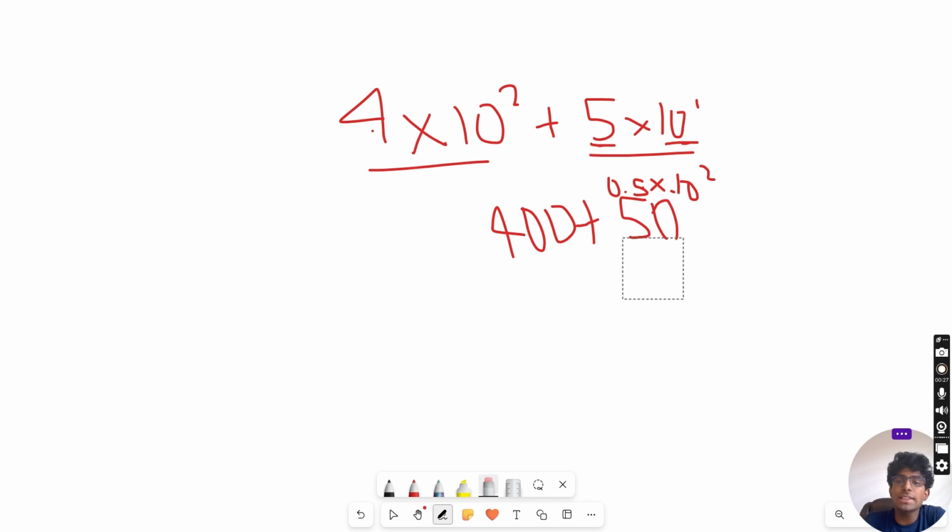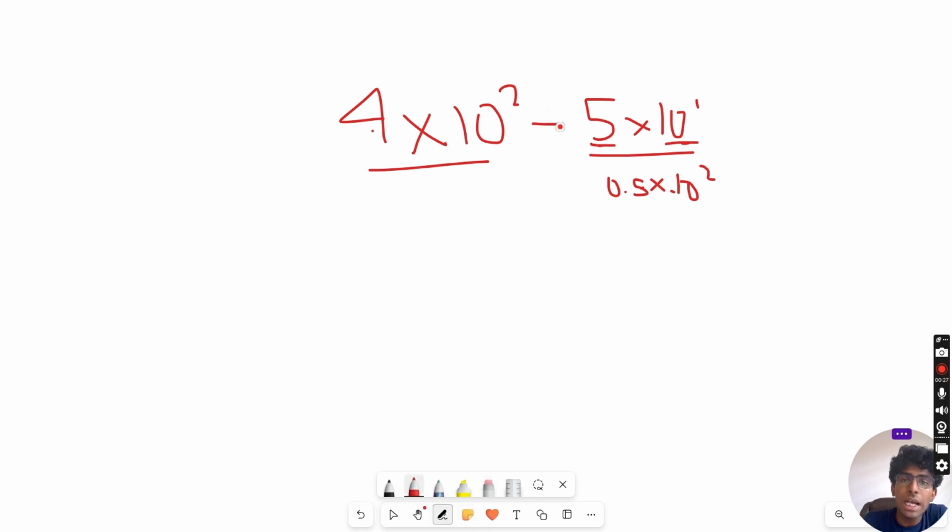Same applies if we're doing it as a subtraction, right? I'll keep these numbers the same. I'll change the sign. So let's say we make this a minus now, right? Again, you're following the same steps. You want to convert this to the same power, the higher power, and then you just subtract the whole number. So you get 3.5 times 10 squared. Obviously, you might deal with higher powers than just 1 and 2, but I just wanted to illustrate it for you guys.